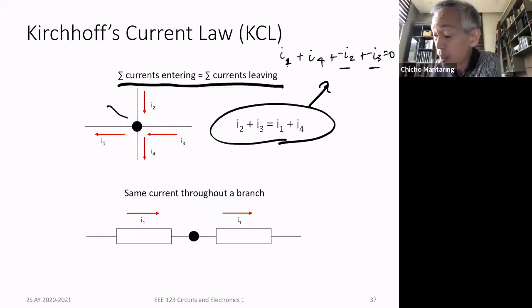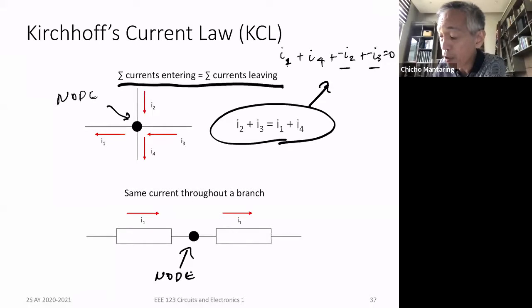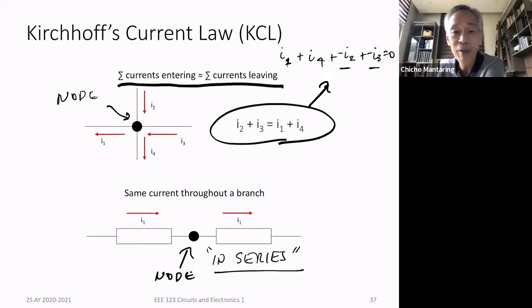So this is a node. This is also a node. Okay, but what is the difference between these two nodes? Itong node sa baba, we only have 2 elements that are connected. Dalawa lang elements na naka-connect dito. If there are only 2 elements connected to a node, we say that those 2 elements are in series. Remember that term, in series. That only happens if there are only 2 elements connected to the node.